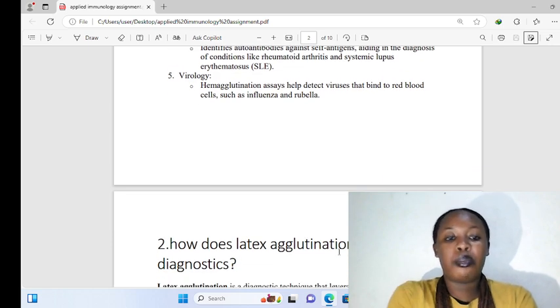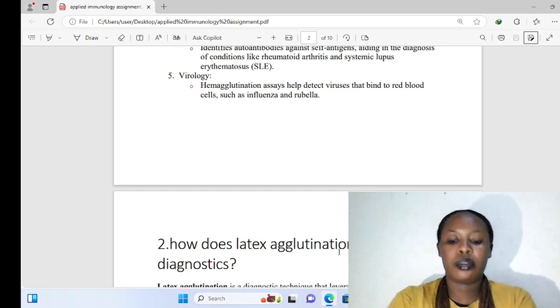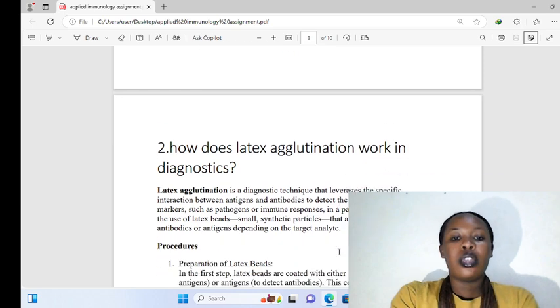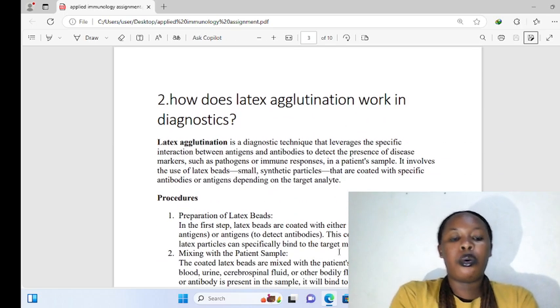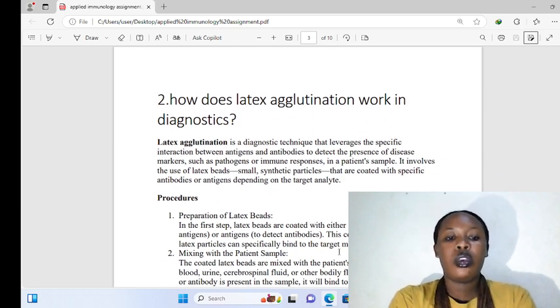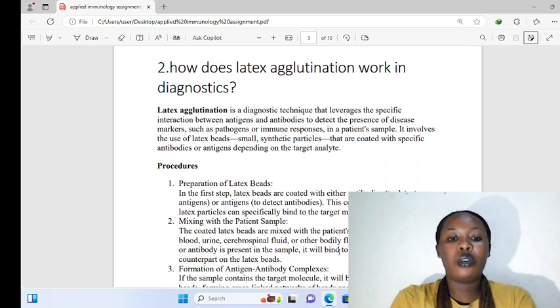It is also applied in virology, where the hemagglutination assay helps detect viruses that bind to red blood cells, such as influenza and rubella. Allow me to go on to the second question, which is asking how latex agglutination works in diagnostics.